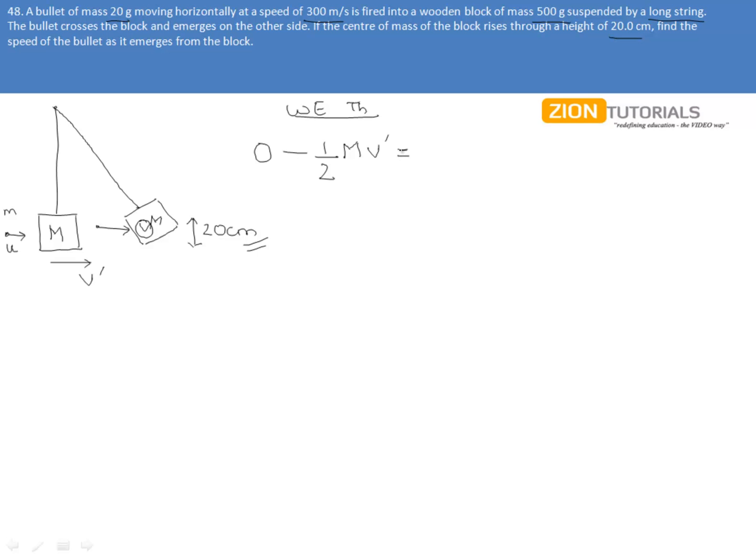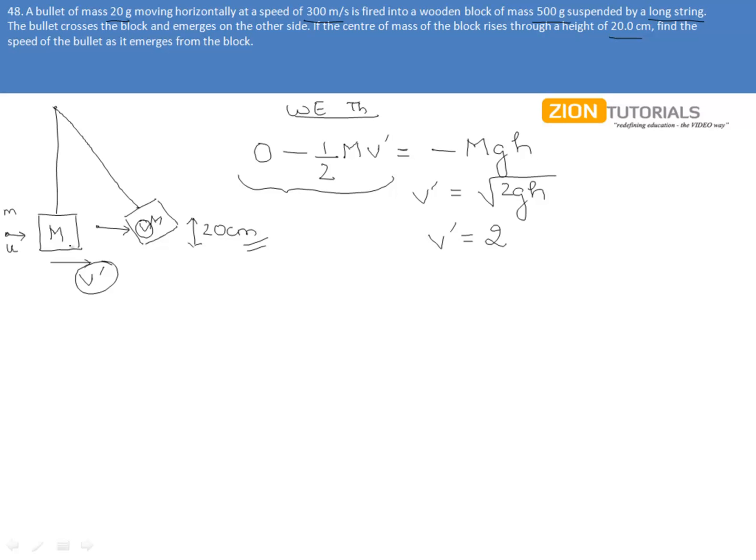And we need to take the total work done. This is the change in kinetic energy equals total work done. And work done is only by the gravitational pull. Since force is in downward direction but the motion is in upward direction, there is a negative work done of amount mgh, giving me the value of v dash to be under root 2gh. And since h has been given as 20 centimeters, we get the value of v dash to be 2 meters per second. Now we have the value of v dash and we need to find the value of v.